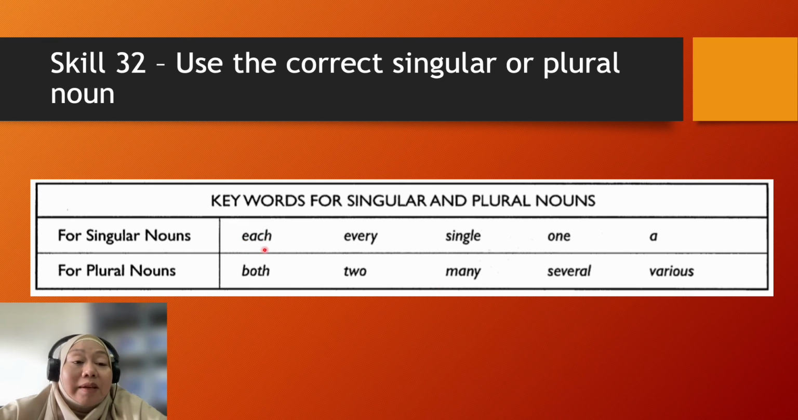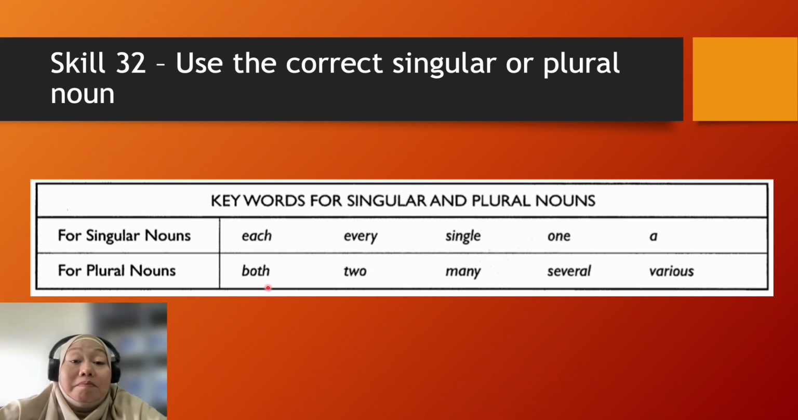Okay, so every time you have each, say for example, each person, each table, each book, it should be followed by a singular noun. Every, the same, every book. We cannot have every books, no. Every book, everybody, every time. Single, a single person, a single table, for example. Same as one book, one table, and the same, a book, a table.